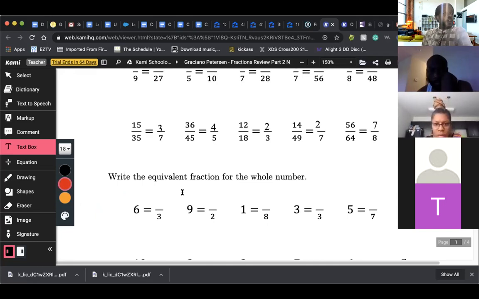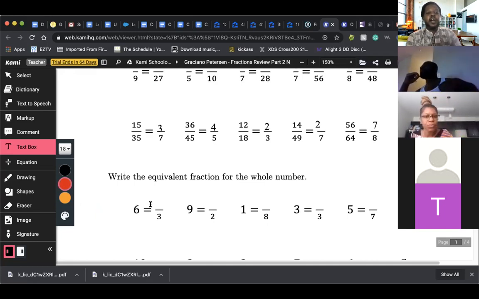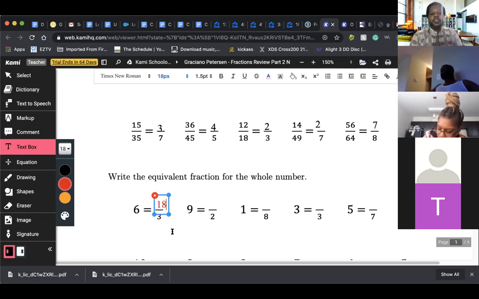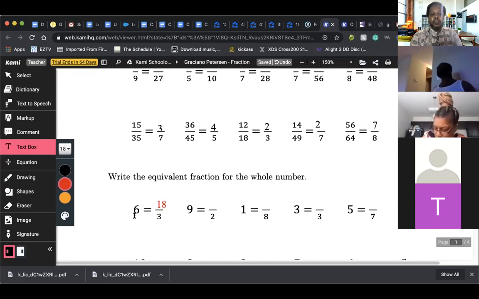Okay, so in this next part, we're trying to represent a whole number using a certain fraction as a denominator. In order to do that, all we have to do is take the whole number, this is 18, and multiply it by the denominator. So 3 times 6 is 18. So that means my numerator here just needs to be 18 because 18 divided by 3 gives me 6. So all you're doing is multiplying your denominator by your whole number. In this case, 3 times 6 gives me 18.